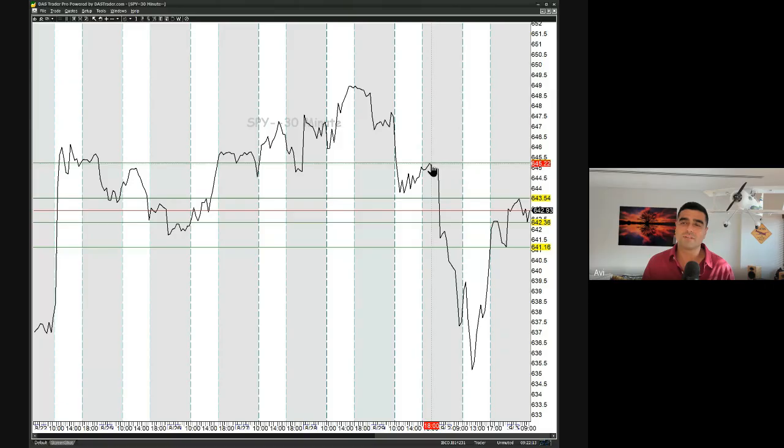We got a level up here. You can see where it was respected. Had a couple of false breaks. Interesting level, right? It went right up there and it got stuck for a bit. So that's an interesting one, just above 645.